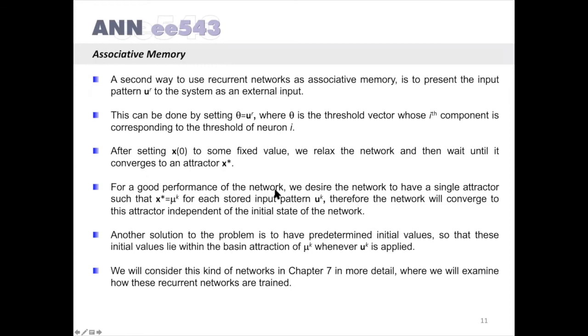For good performance of the network, we desire the network to have a single attractor such that x star is equal to mu_k, the final state equal to mu_k, for each stored input pattern u_k. We are applying the input pattern and reaching the corresponding pair as the final state. Therefore, the network will converge to this attractor independent of the initial state of the network. Another solution to the problem is to have predetermined initial values so that these initial values lie within the basin of attraction of mu_k whenever u_k is applied. This kind of network will be examined in more detail when considering how these recurrent networks are trained.